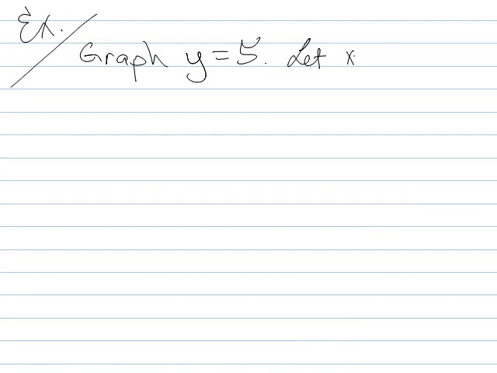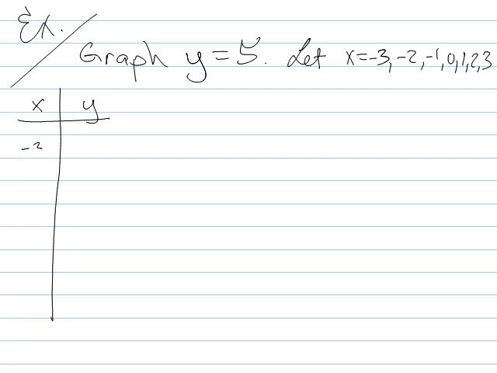Let me give you one more example about why this is kind of important, because for some reason, a lot of people forget what this graph looks like. They say graph y = 5, and we'll let x = -3, -2. All right, so if we say I want to graph y = 5, we'll make our little XY chart. And we'll plug in.